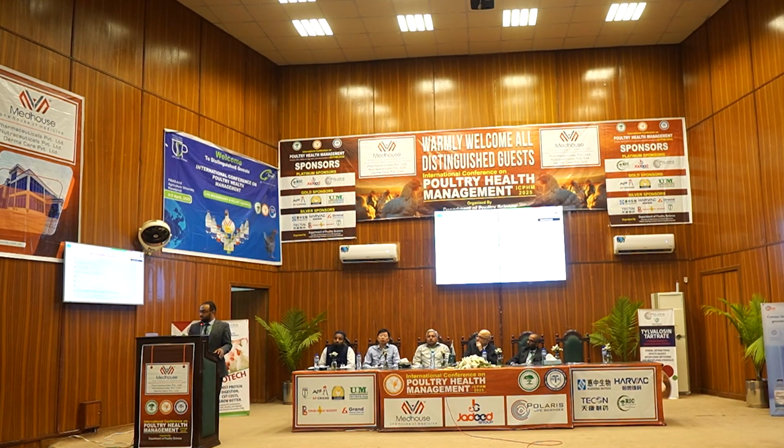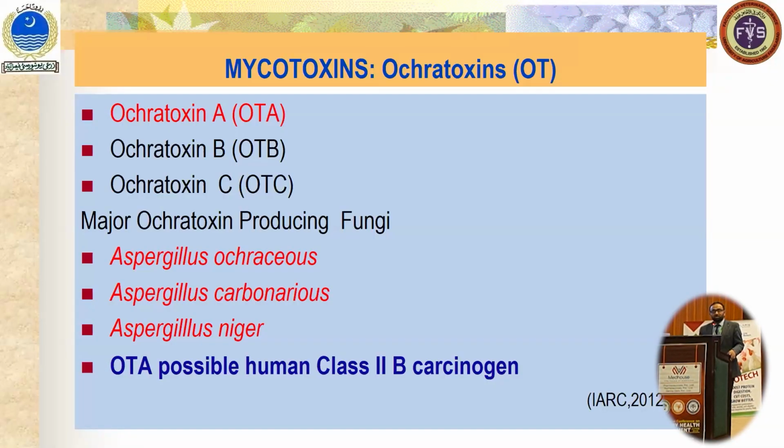Then ochratoxin, this is famous for Balkan nephropathy. That was a huge loss in the human population in Balkan countries. There are ochratoxin A, B, and C, and among these, ochratoxin A is the most toxic one. The major toxin producing fungi include Aspergillus ochraceus, Aspergillus carbonarius, and Aspergillus niger. These are the black Aspergilli. Many times you see even in our buildings there is a contamination of black colored spores. And ochratoxin A is a possible class 2B human carcinogen according to IARC.